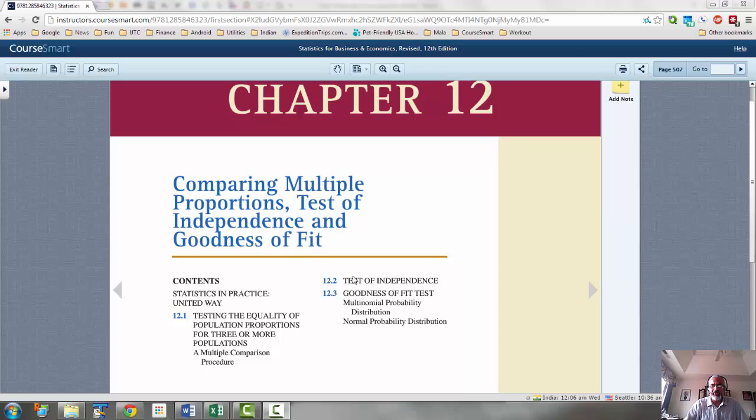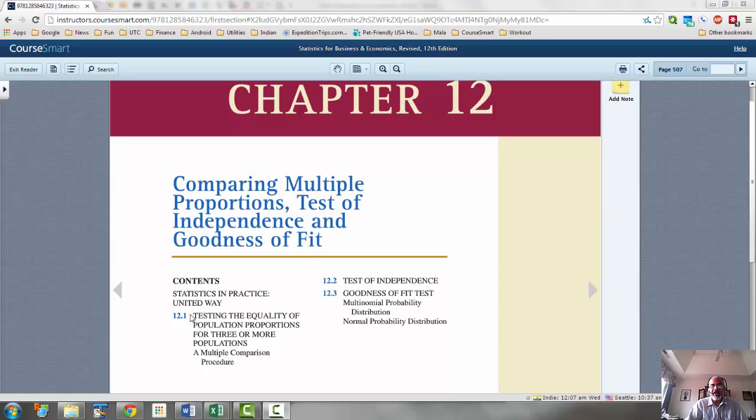Then an extension of that is the independence of two different variables. And the third section, the third topic, is goodness of fit. If you have a discrete probability distribution and you have a sample, you see whether the population from which the sample is taken is the same as the discrete probability distribution we are assuming. And we'll also look at the normal probability distribution.